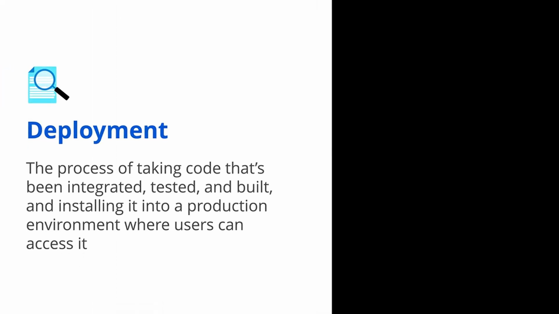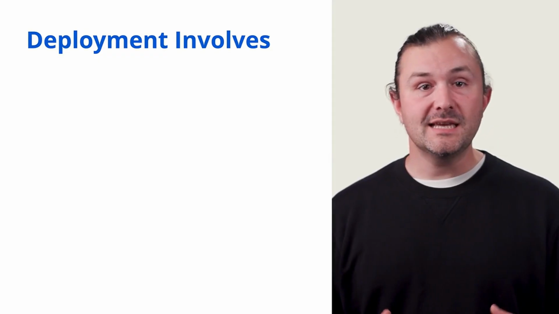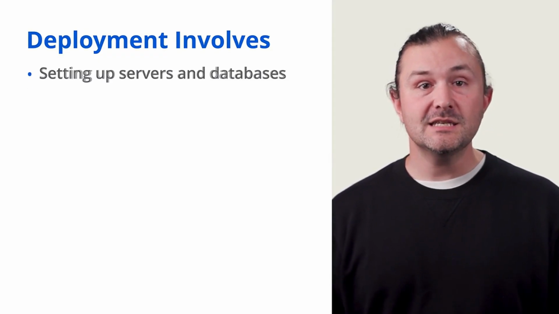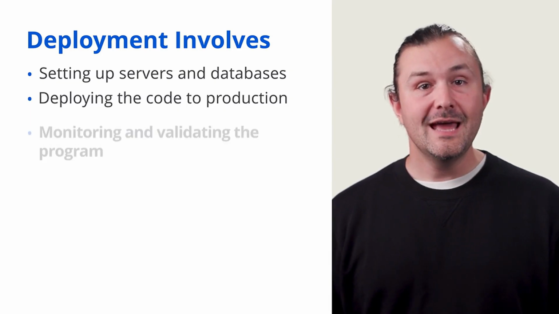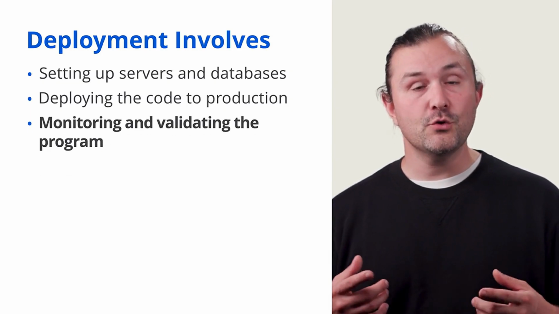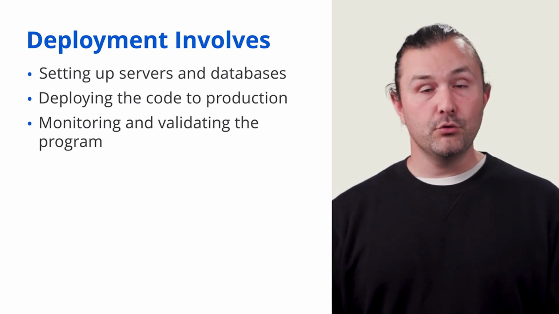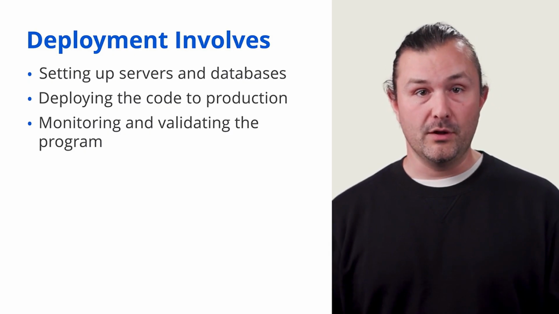Deployment is the process of combining code changes from multiple developers into a shared project repository, ensuring that these changes work together correctly. Deployment means getting your code ready to go live. This includes setting up servers and databases, deploying the code from deployment to production, and monitoring the program to make sure everything runs smoothly after launch. So how do we go from integration and deployment to continuous integration and deployment?